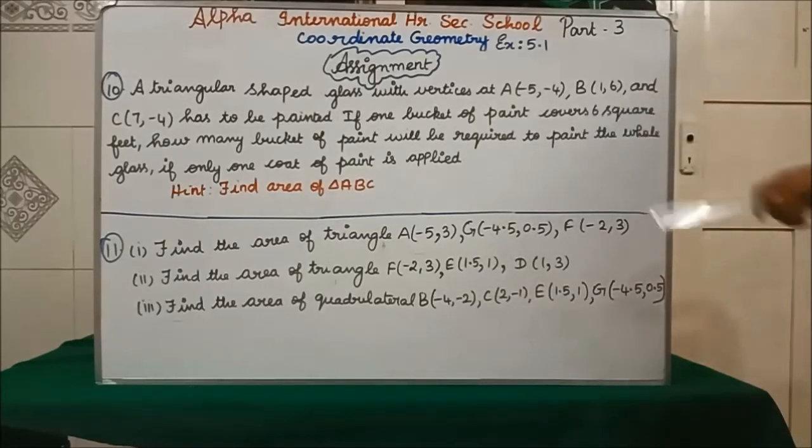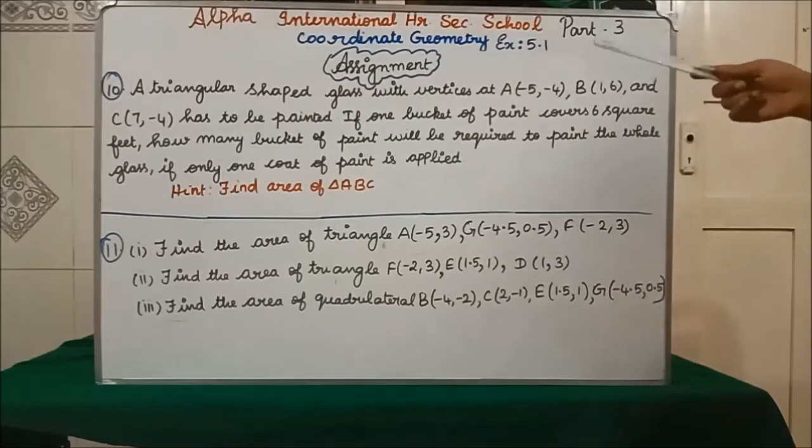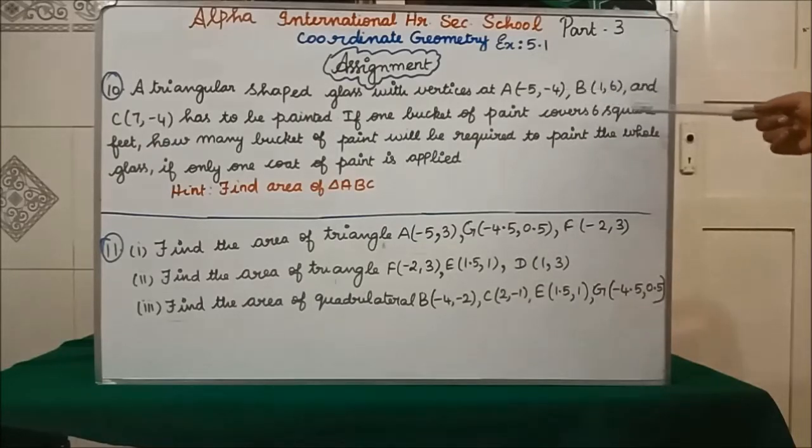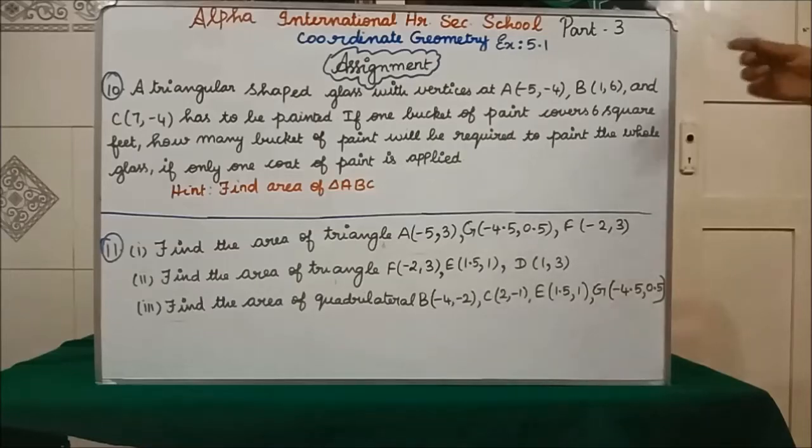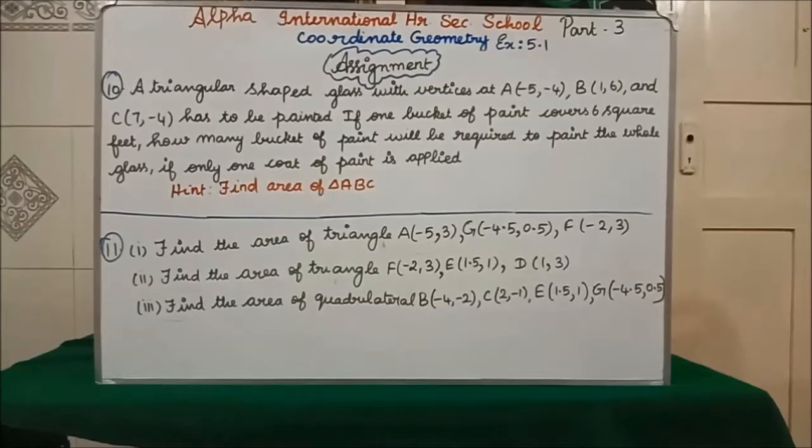Now first, the 10th question. If you see, a triangular shaped glass with vertices at the given points has to be painted. Okay, a triangular shaped glass we are going to paint. If one bucket of paint covers 6 square feet, how many buckets of paint will be required to paint the whole glass, if only one coat of paint is applied?